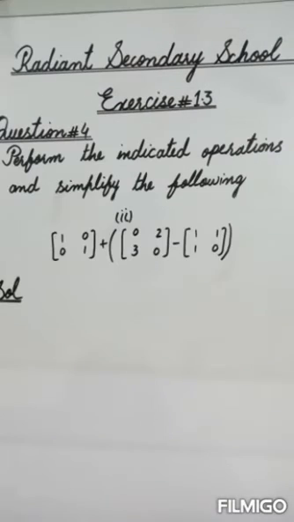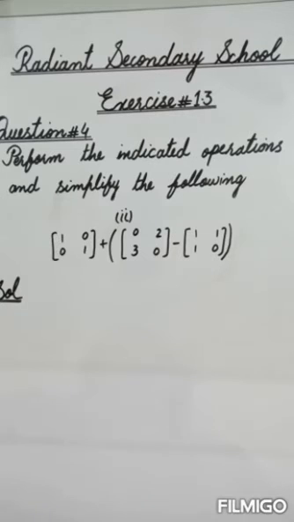Now we are having question number 4. In this question he is saying perform the indicated operations and simplify the following. Students, in this question there are 6 parts here, but I'm just doing second and fifth because the rest of the parts are the same. You have to do the remaining parts of question number 3 and 4 by yourselves, but in these questions if you are having any problem you can consult the PDF.